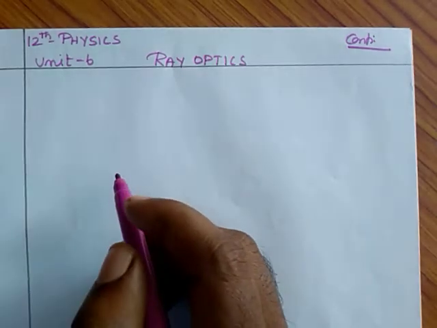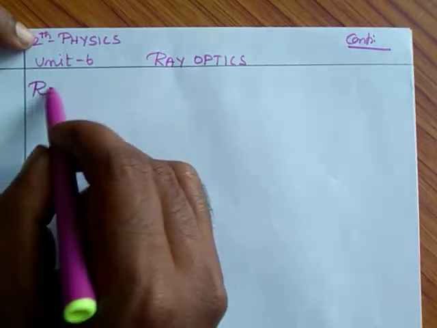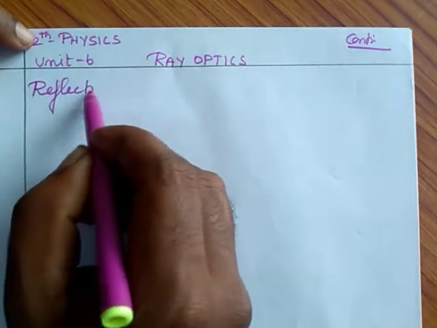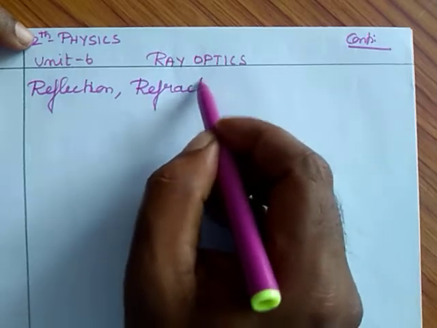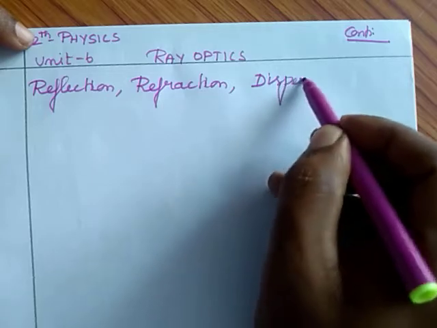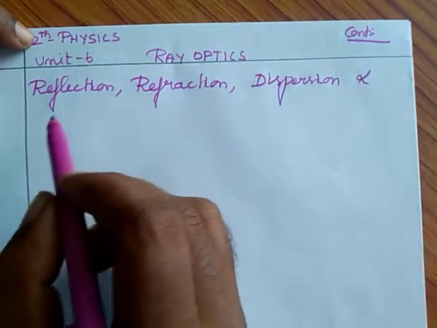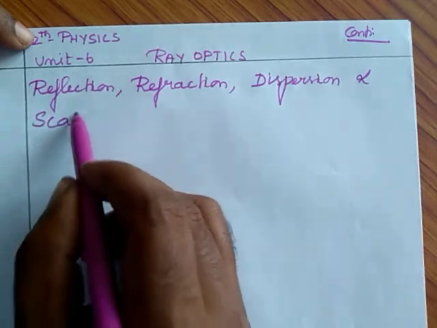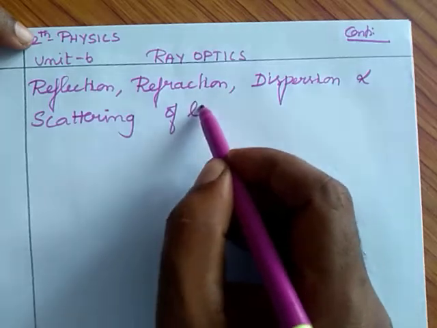In our previous classes, we discussed the phenomena of light in ray optics, that are reflection, then refraction, then dispersion. Here one more phenomenon is there, that is scattering of light.